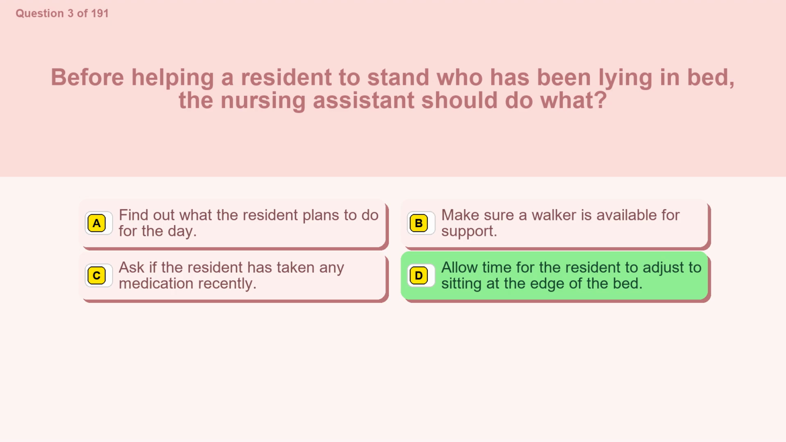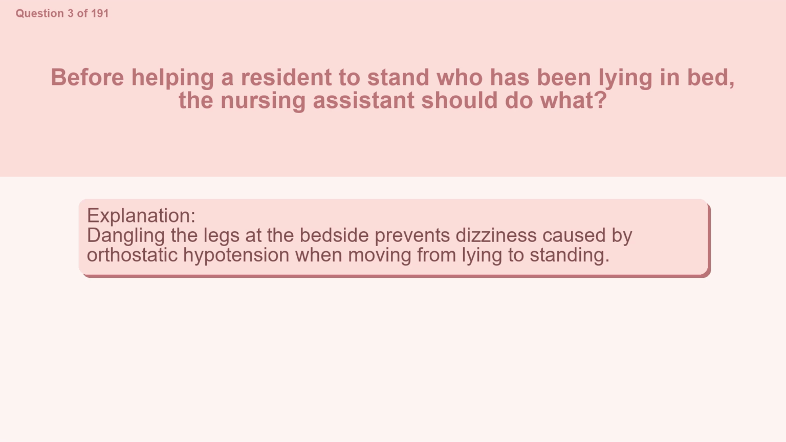The correct answer is option D, allow time for the resident to adjust to sitting at the edge of the bed. Dangling the legs at the bedside prevents dizziness caused by orthostatic hypotension when moving from lying to standing.